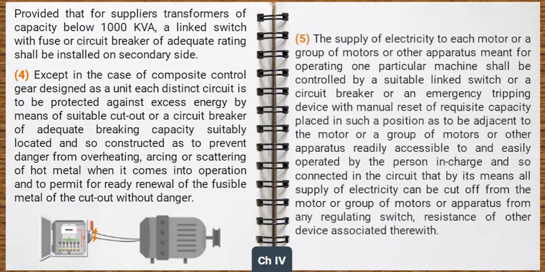The supply of electricity to each motor or a group of motors or other apparatus meant for operating one particular machine shall be controlled by a suitable linked switch or a circuit breaker or an emergency tripping device with manual reset of requisite capacity placed in such a position as to be adjacent to the motor or a group of motors or other apparatus, readily accessible to and easily operated by the person in charge, and so connected in the circuit that by its means all supply of electricity can be cut off from the motor or group of motors or apparatus from any regulating switch, resistance or other device associated therewith.